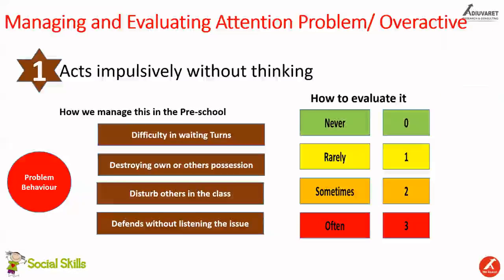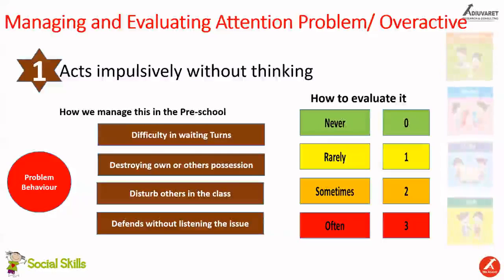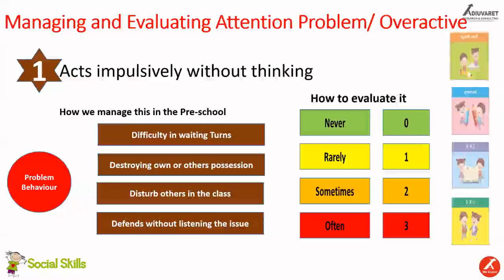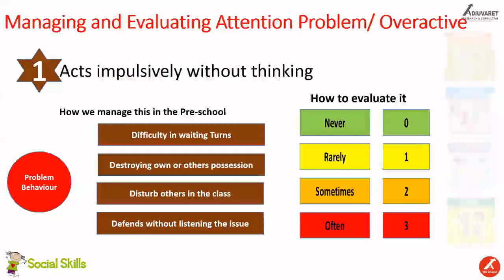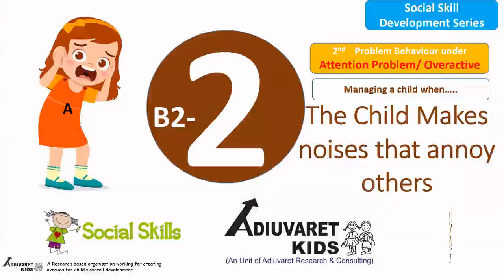So that's all about checking and tracking the impulsiveness in the child's behavior. And I'm sure these checkpoints are going to help us in a big way while we make our child's future absolutely fine. So that's all for today about the first category of problem behavior under this attention problem.